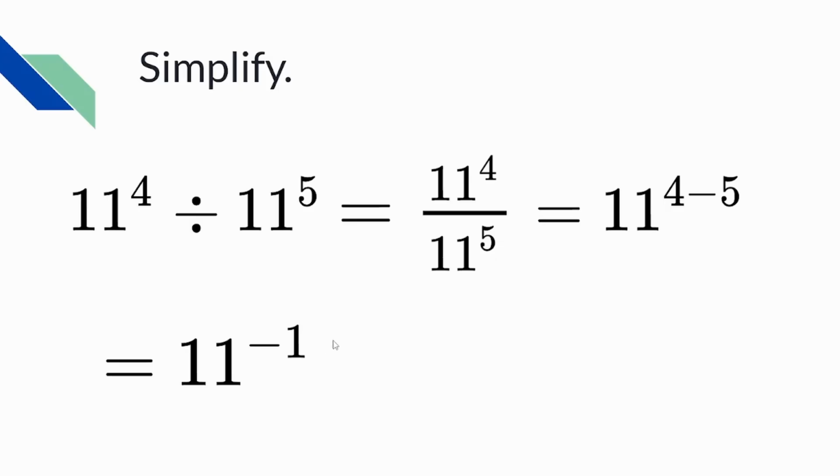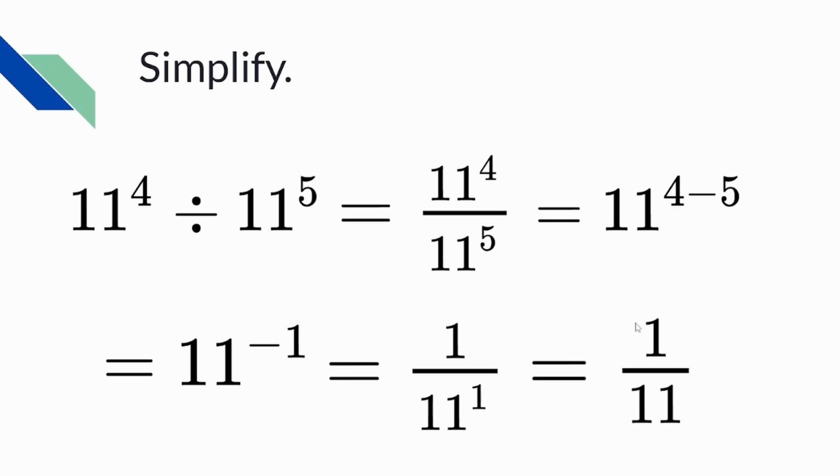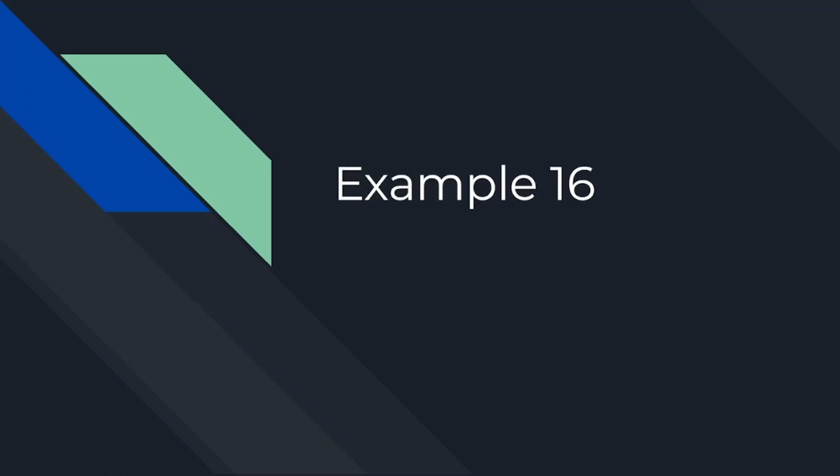Once again, I want to report my answer with positive exponents. So let's take that to the denominator and turn the exponent positive. I have 1 over 11 to the 1, and anything to the 1 power is just equal to itself. So on the bottom, I just have 11. So this is 1 over 11. This is my final answer. All right, moving on.